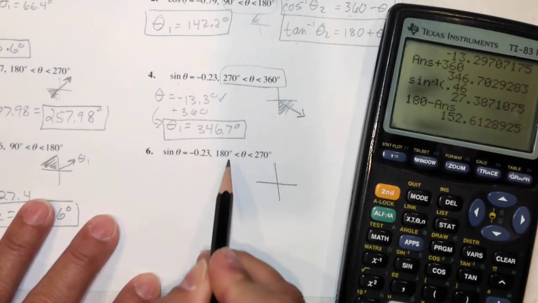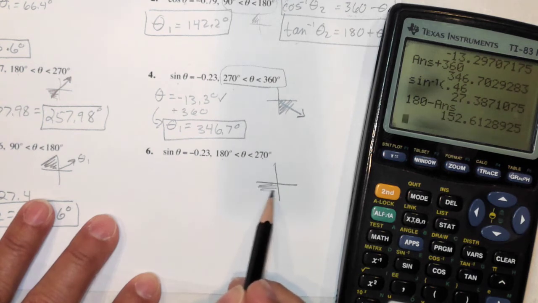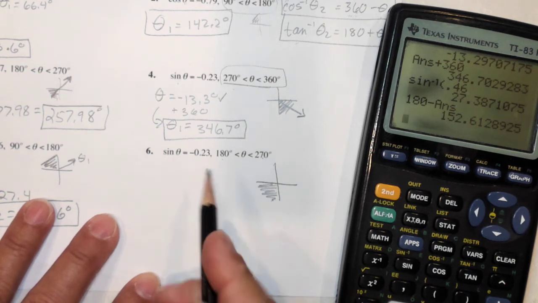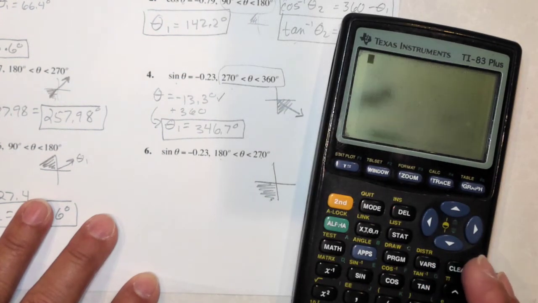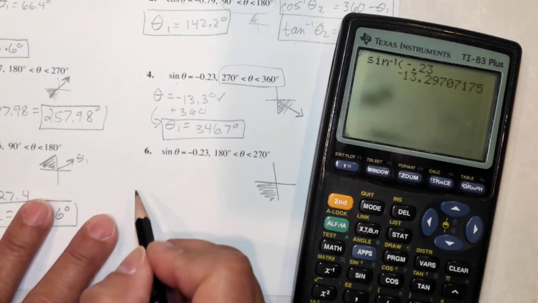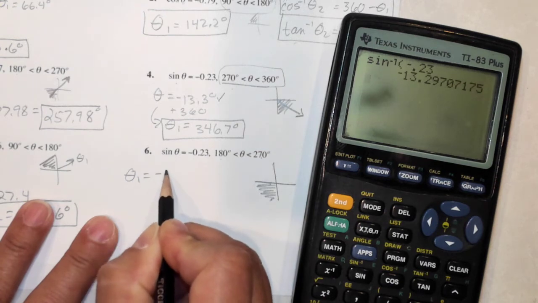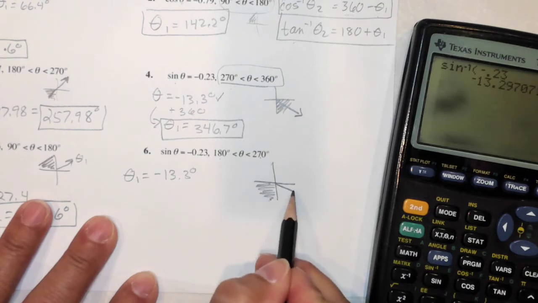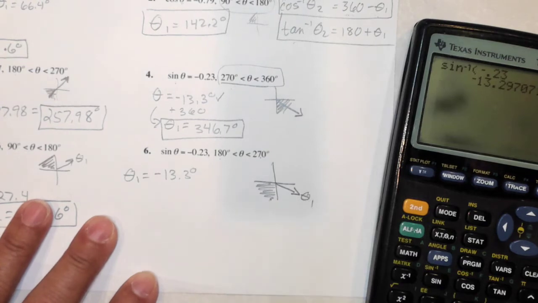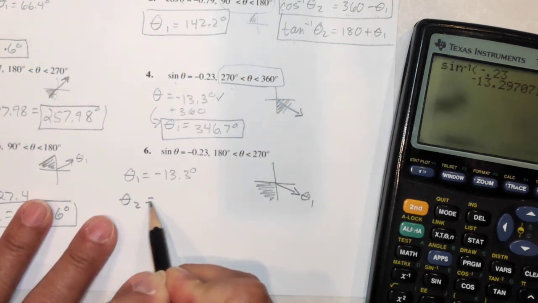Hopefully that's getting a little more clear. So here, between 180 and 270 puts me in quadrant 3. I go to my calculator and do second sine, looking for an inverse sine of negative 0.23. That's telling me that my first place is at negative 13.3 degrees. If I sketch a negative 13 degree angle, that is not in the right spot. So adding 360 won't help me.